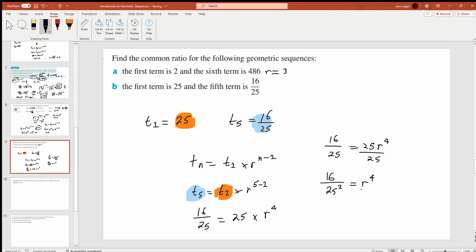So what I can do is actually take the fourth root of both sides. So r is going to be the fourth root of 16 over 25 squared. Plug that in your calculator. So I'm going to go fourth root of 16 over 25 squared, and that gives me 2 on 5, which makes sense because it's an r less than 1, so it makes sense why it's decreasing now.